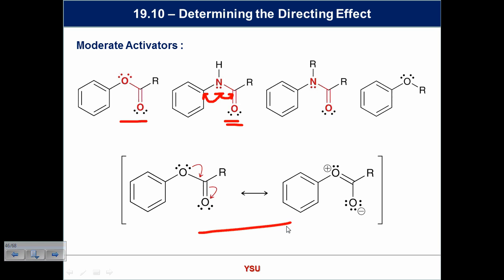So you put the ester or the amide on, where the N or the O is directly attached to the benzene ring, they're still activators, but not very strong. They will still send things ortho-para because that lone pair will help out. But there is a bit of competition now with what else is attached.